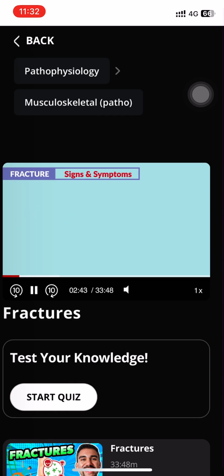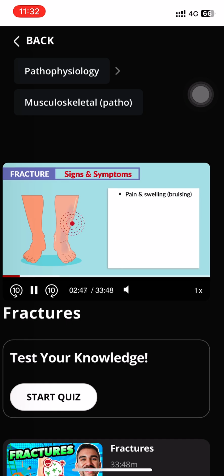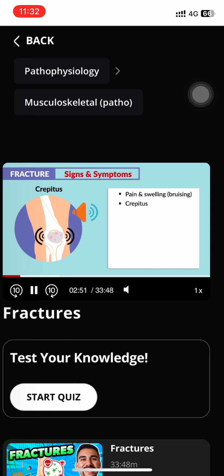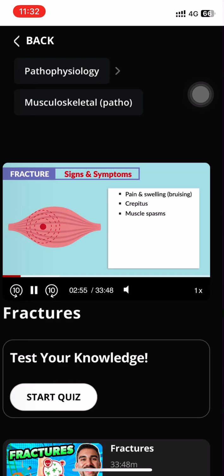Now the signs and symptoms are pretty simple here with any type of fracture. We'll see a lot of pain, swelling, as well as bruising, and crepitus, which is a grinding sound as the bones or cartilage rub together, and muscle spasms.